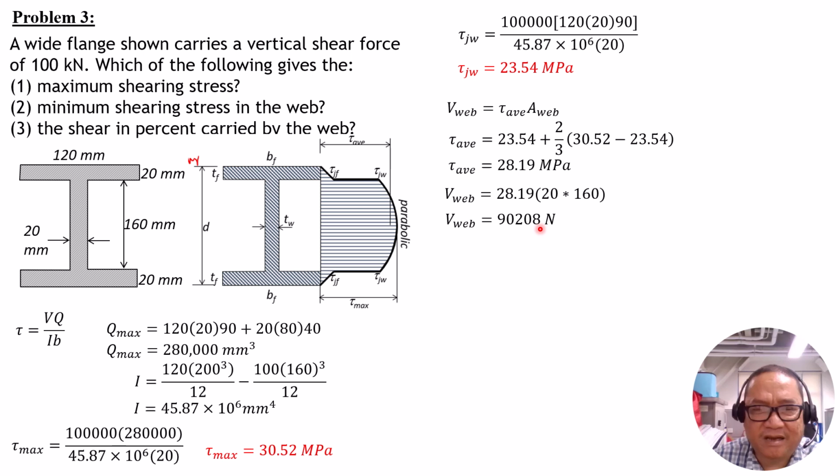It is almost 100,000. So the percentage of the shear carried by the web is 100% times 90,208 over 100,000, the total shear. So it is equal to 90.21%.